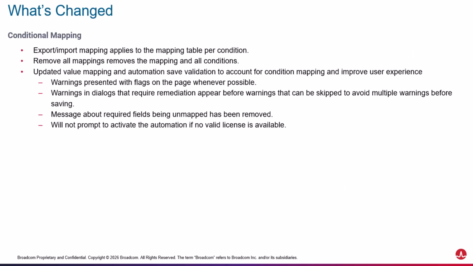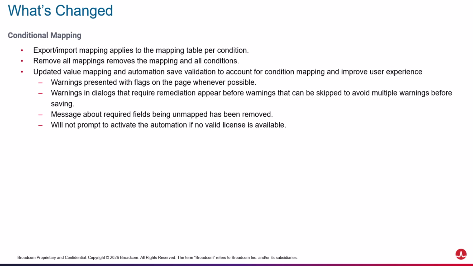We also made some changes to the value mapping UI based on the conditional mapping updates. The export and import mapping applies to the mapping table per condition, not to the full set of conditions. That should be clear in the UI here. Remove all mappings now removes the value mappings for all conditions and all of the condition rules. If you want to remove a single condition, there's a delete button on the condition that removes just that condition and its mappings. But remove all means remove all across all mappings.